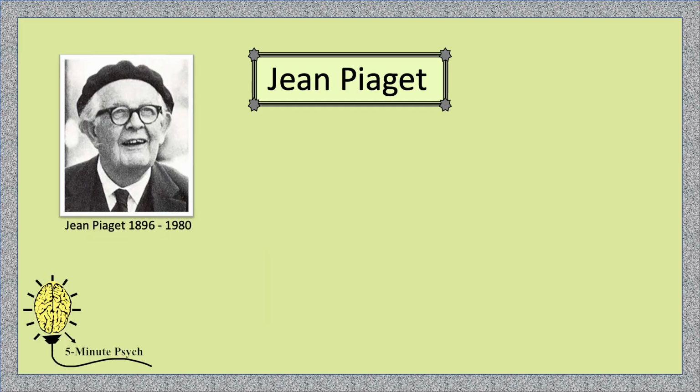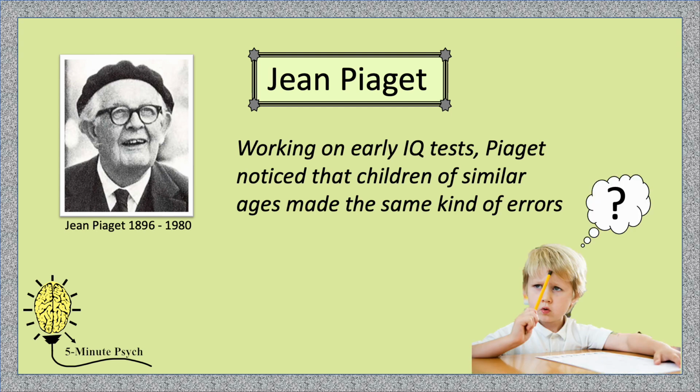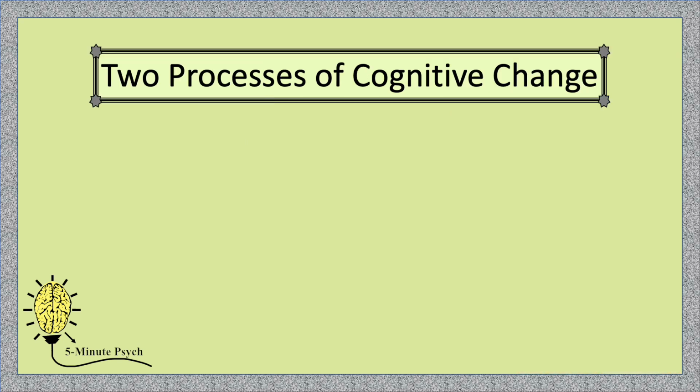Jean Piaget was working on early IQ tests, and while everyone else was focused on what questions children were getting right, Piaget was interested in what kids got wrong, and he noticed some consistencies in the errors that children of certain ages were making. Noticing this led to his entire theory about how children of different ages have different ways of thinking. So how does our thinking change as we age?